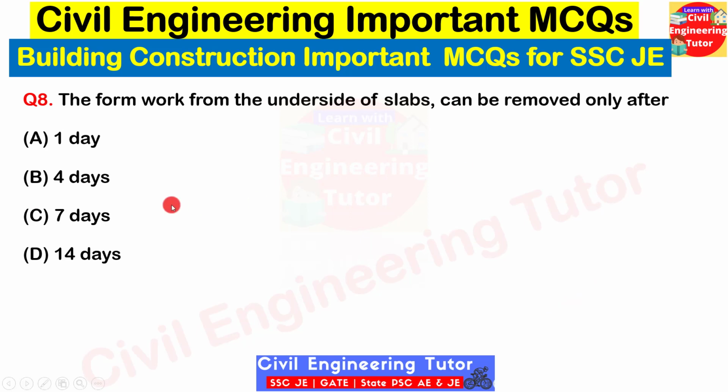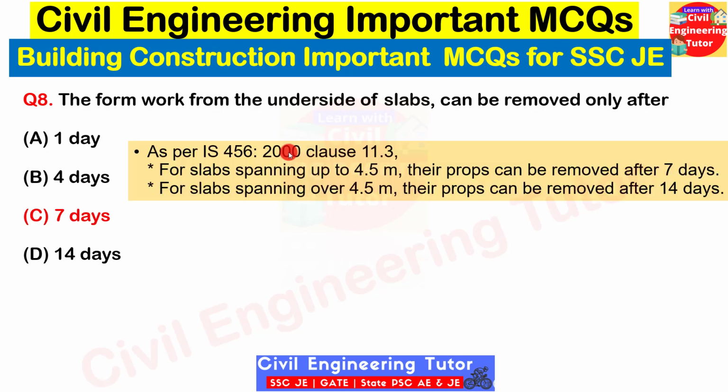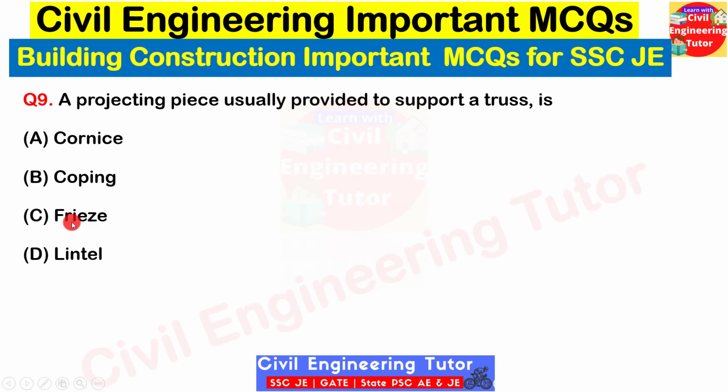Now moving towards question number 8, the formwork from the underside of slabs can be removed only after 1 day, 4 days, 7 days, 14 days. Remember one thing here, the span of the slab is not given. In that case, you need to consider the minimum number of days. Here is a clause from IS 456/2000 that for slabs spanning up to 4.5 meter, the props can be removed after 7 days, and if the slab is more than 4.5 meter, then props need to be removed only after 14 days. As the span of the slab is not given, we consider the minimum number of days, that is 7 days. So the correct answer will be 7 days.